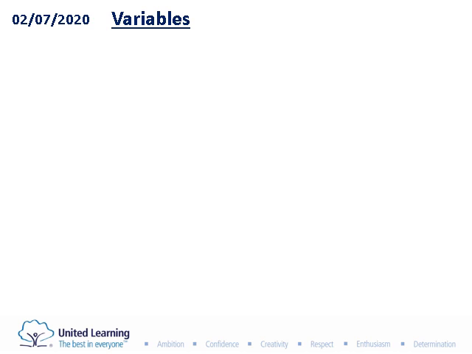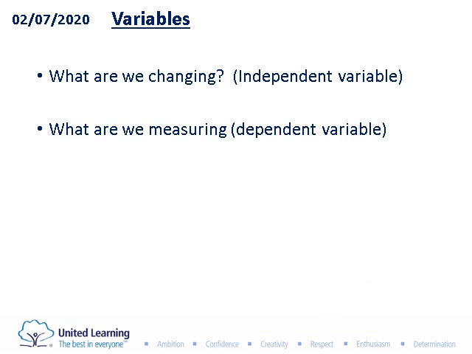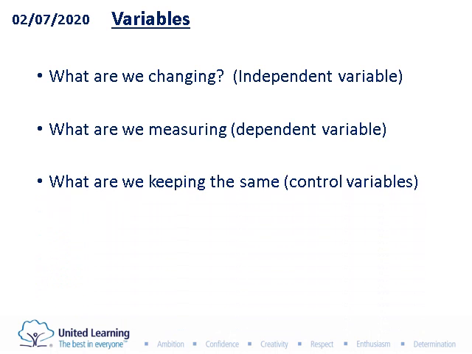So you should have highlighted each of those 4 things, and we're going to come back to them throughout the rest of the lesson. So next thing we need to look at is variables. What I want you to think about is, what are we changing? So the independent variable, what are we changing in this investigation? I want you to think about what we're measuring, the dependent variable. Please be specific. And then I want at least one thing that we are keeping the same in this investigation.